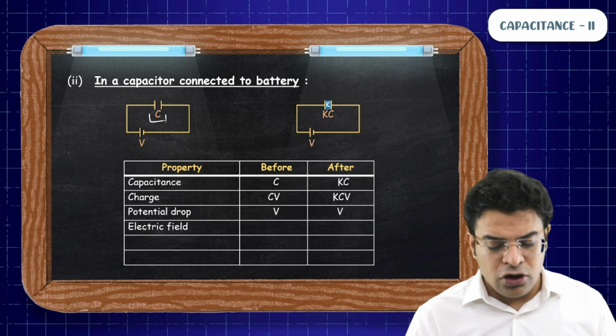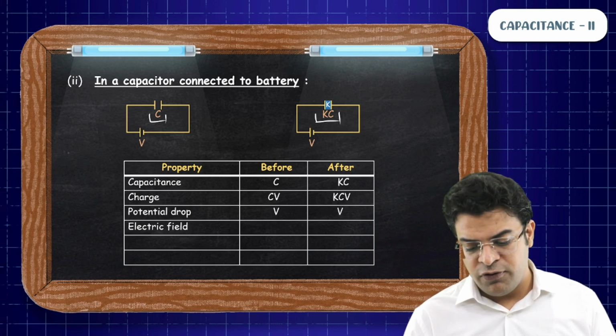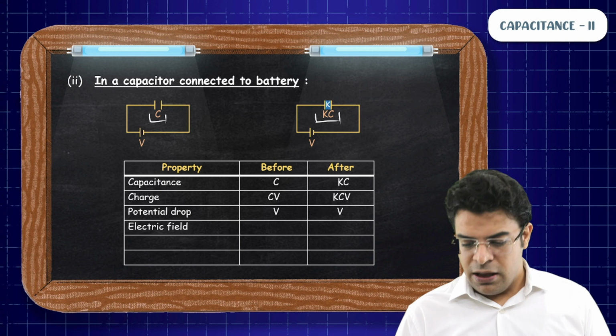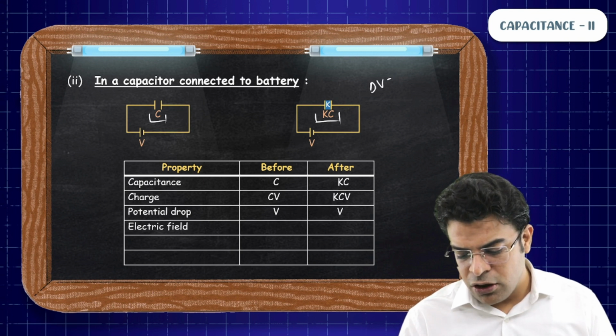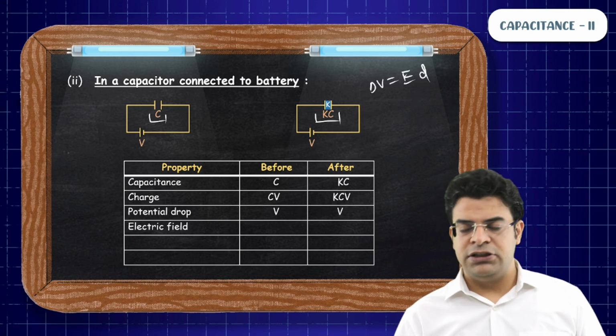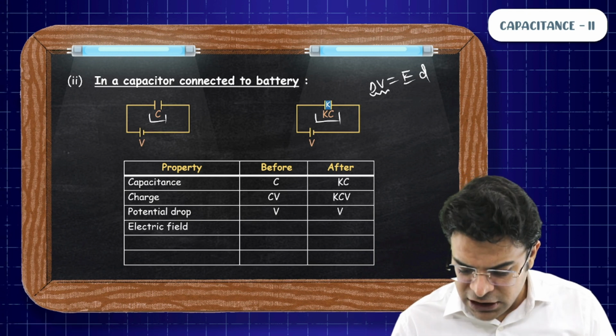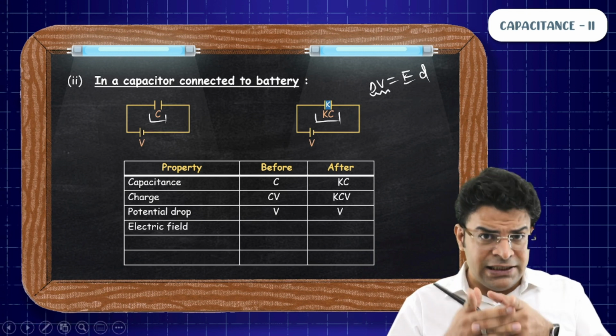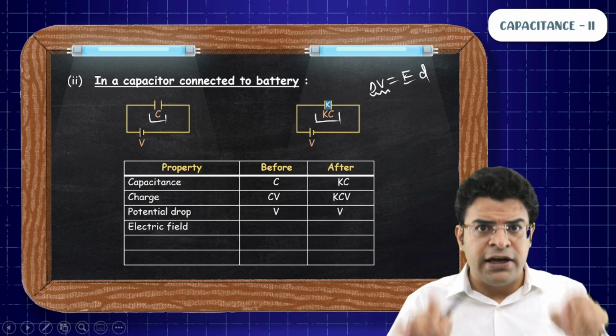Is the potential drop initially the same as the potential drop finally? Yes, sir. Can I write that potential drop is field times distance? Yes, sir. Does the potential drop between the plates change in this case? No, because it's connected to a battery.